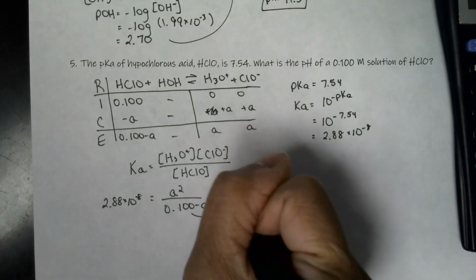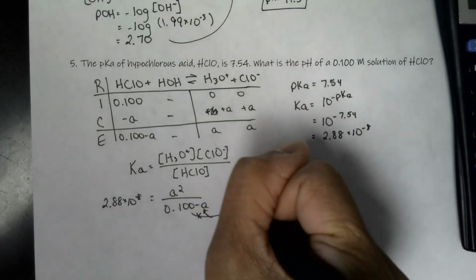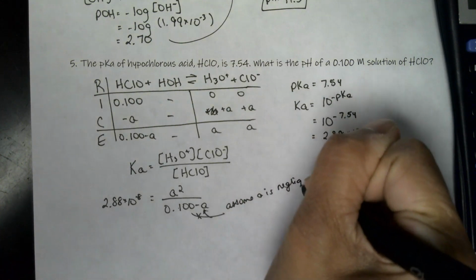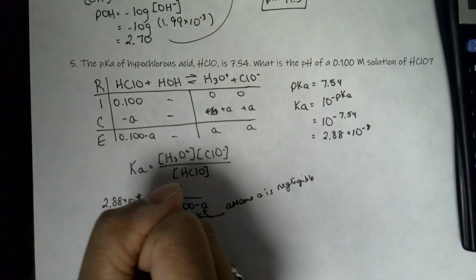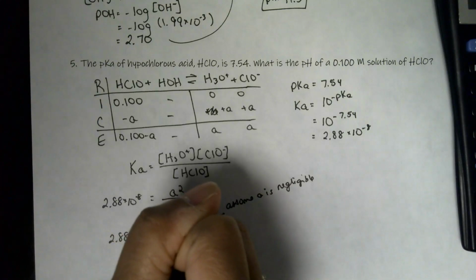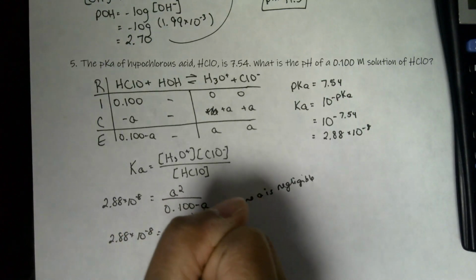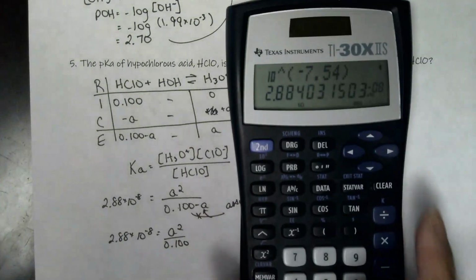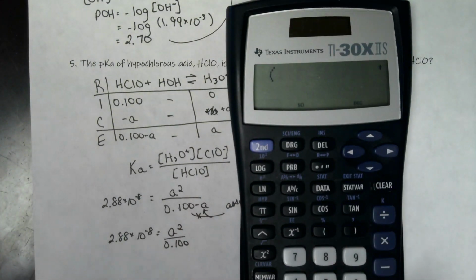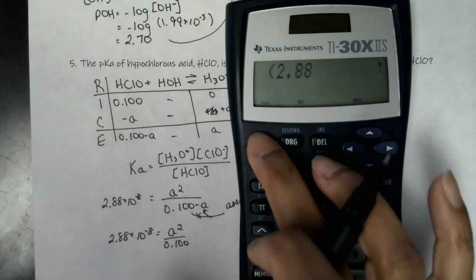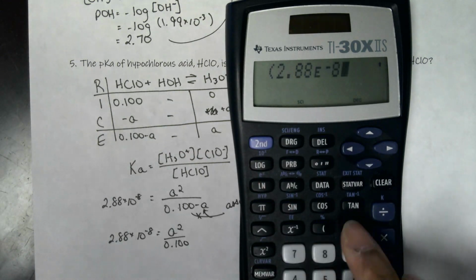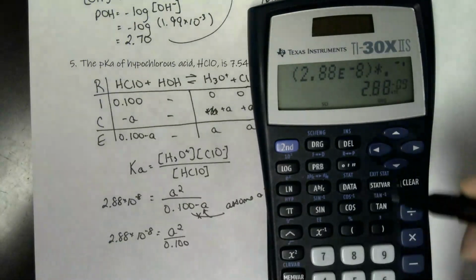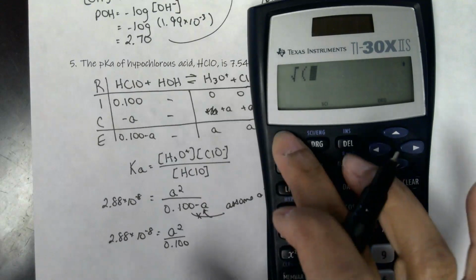All right, so we can say assume x is negligible. So then you have 2.88 times 10 to the negative 8 is equal to x squared over 0.100. So let's clear that out. Again, I'm going to put these in parentheses, 2.88 second EE negative 8 times 0.1. And I'm going to take the square root of that while I'm here.